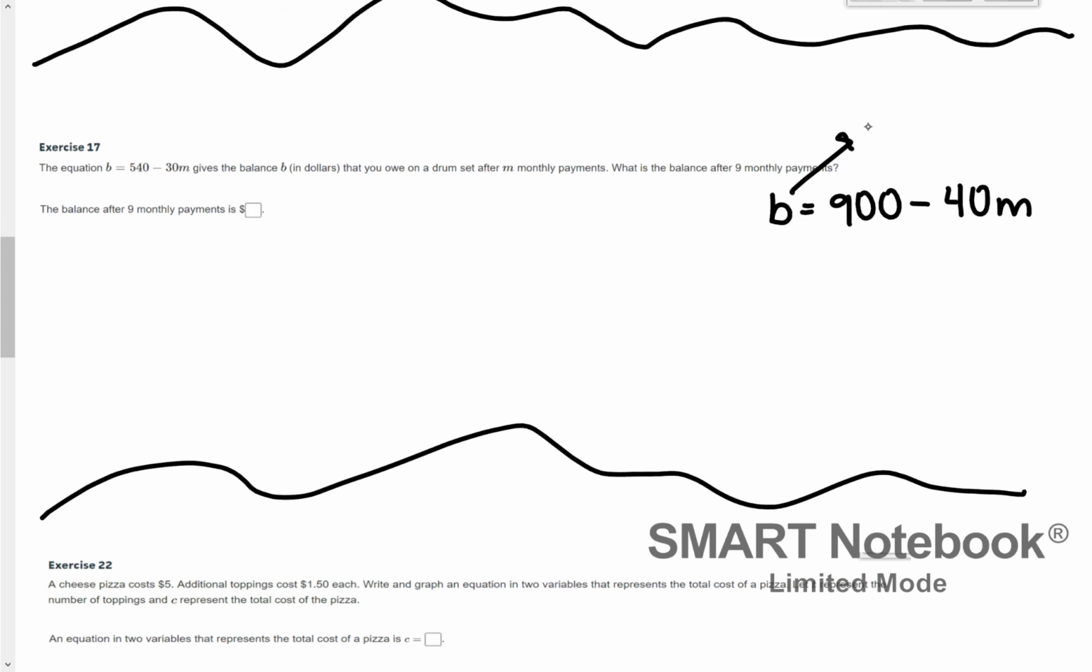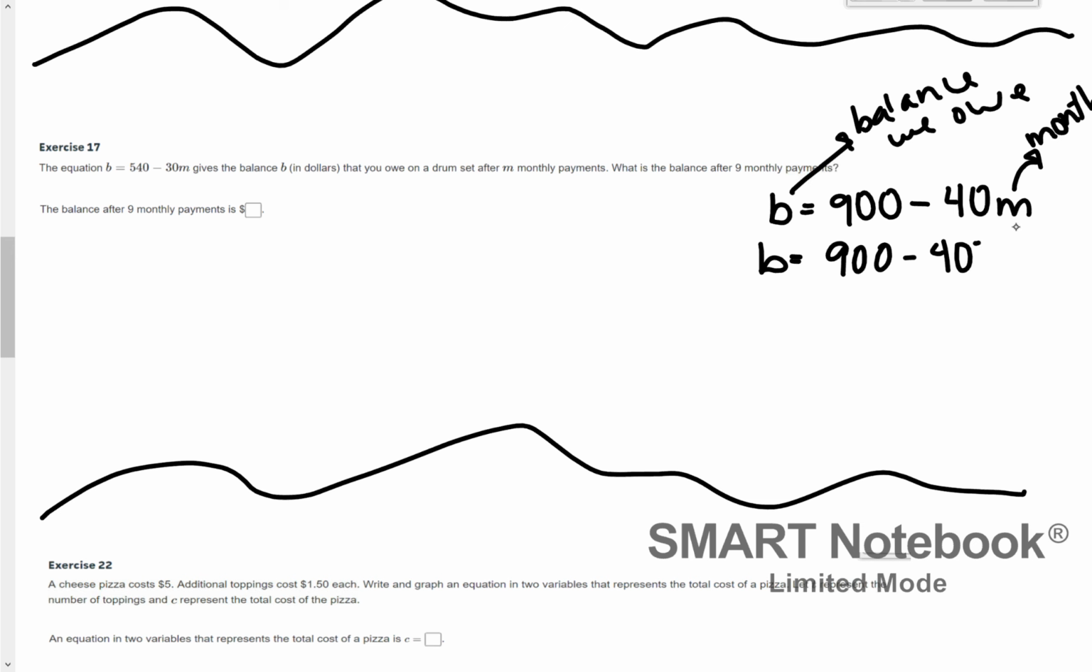So this is our balance we owe. This is how many monthly payments we have given. All right, and they want to know what is the balance, so we don't know the balance, after 9 monthly payments. So we know that there's going to be 9 monthly payments. So we're trying to find what is the balance when m equals 9. Okay, so we're going to be doing 40, remember that's a times, 9.